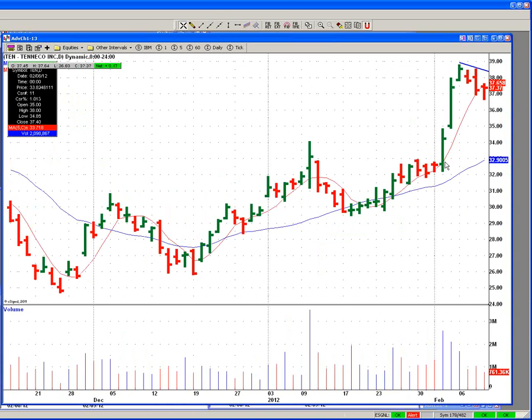Another one that showed up on my list a few days ago was this Technical. Again, high volume, little pullback action going on here.